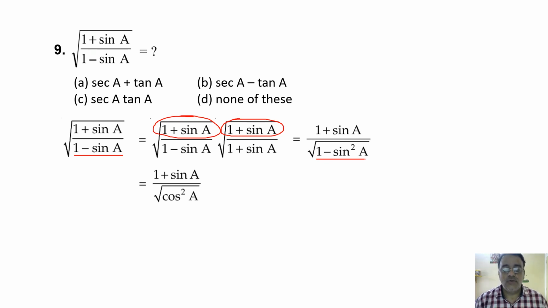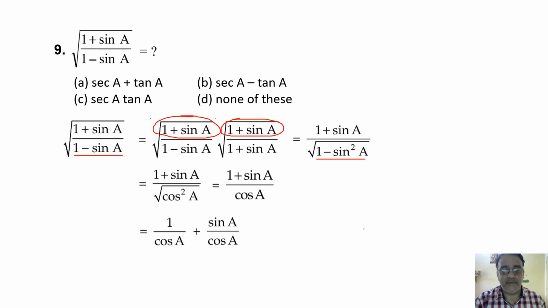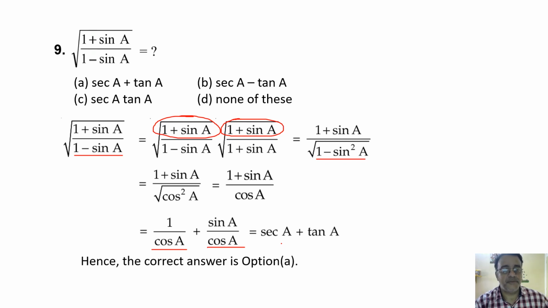सो रूट ओवर cos square A will become cos A. अब इसको स्प्लिट कर लेते हैं. If you split, what you will get? 1 upon cos A plus sin A upon cos A. Now what is 1 upon cos A? Secant A. Okay, sin A upon cos A. Tan A. So which option is the correct one? Option A. Right, option A is the correct one.